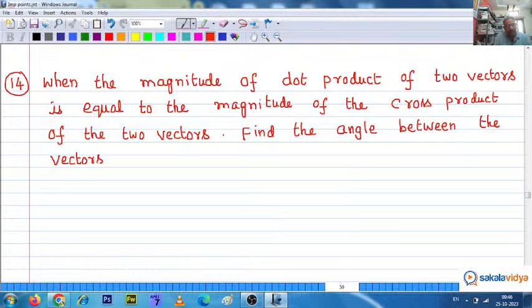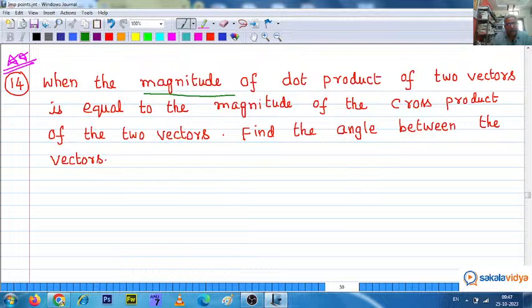This is very, very important, and will be very useful for different competitive entrance examinations also. It may be for Air Force or NDA examination or EAMCET or NEET or any type of examination. So let me read the question once again.